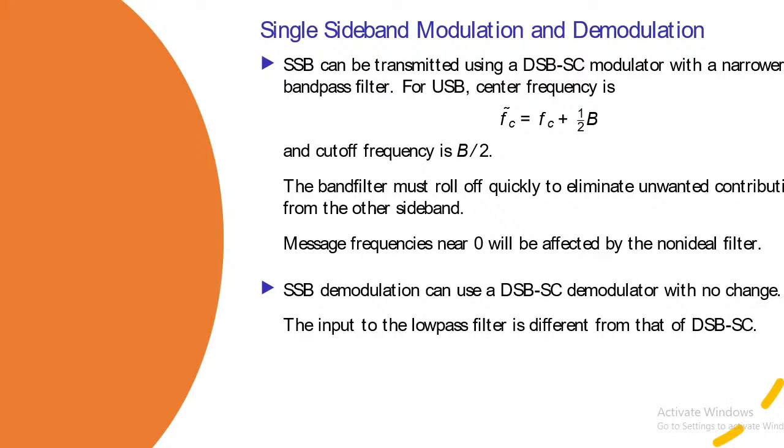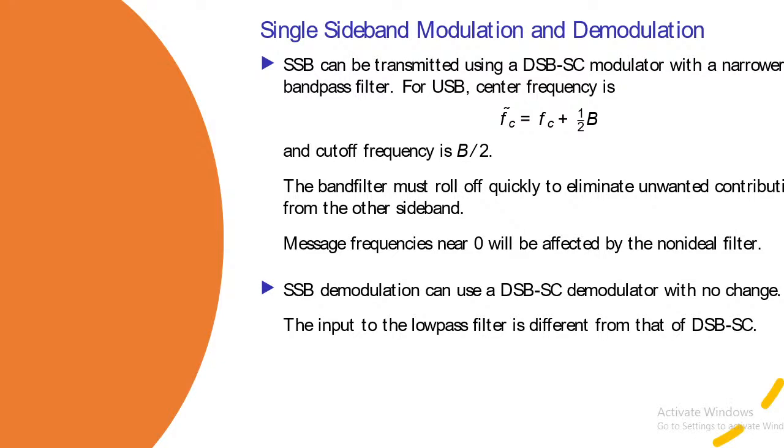Now we consider the modulation and demodulation of SSB. This can be transmitted using the same principle of a DSB-SC modulator with a narrower band pass filter. So for USB, upper sideband, the center frequency will be FC tilde. The original center frequency is FC. Instead of transmitting FC, we will transmit FC tilde, which is FC plus half the bandwidth. The cutoff frequency is B by 2, so capital B is twice the cutoff frequency.